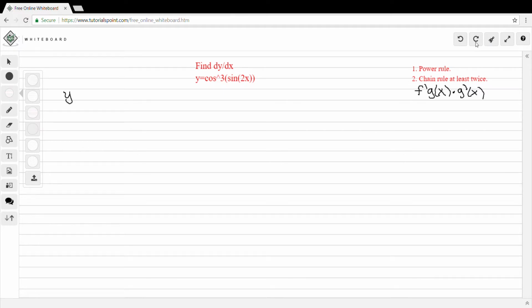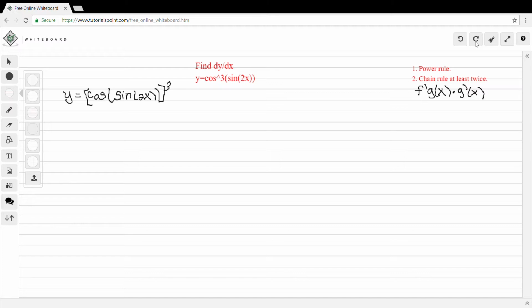It says y equals cosine cubed times sine x to the 2x, right? So I'm going to rewrite it by putting everything and raising everything to the third power, because that's what cube means.